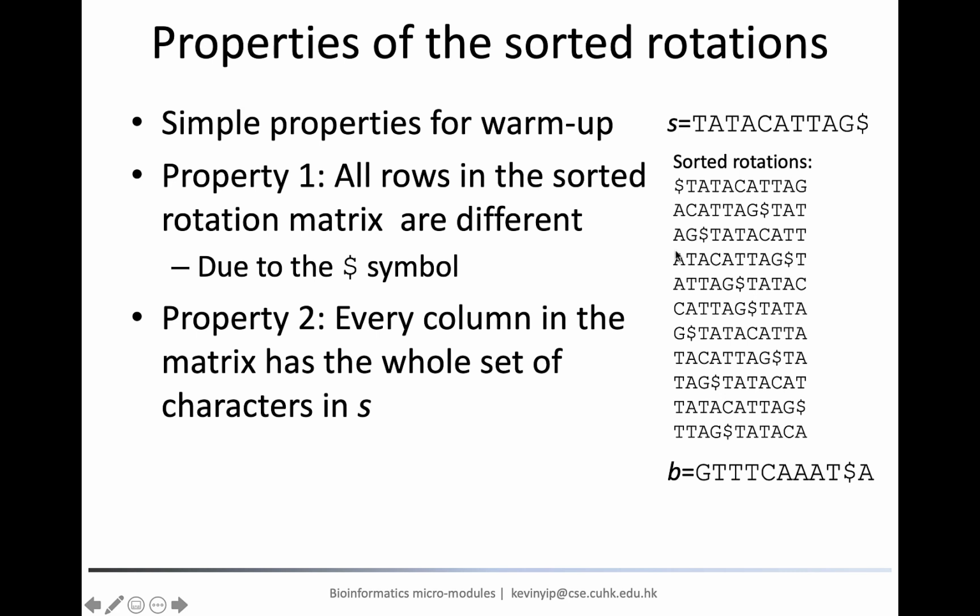Why is that? This is because in the sorted rotation matrix, for each column, each rotation contributes the character originally from a different position of S. If you have difficulty understanding it, just think about the original matrix of rotations before sorting, which has the position shifted by 1 in every next row. In that matrix, it is clear that each column has the same composition of characters. Then, when the rotation matrix is sorted, no matter how the rows are swapped, the composition of characters in each column is never changed, and therefore this second property remains true.